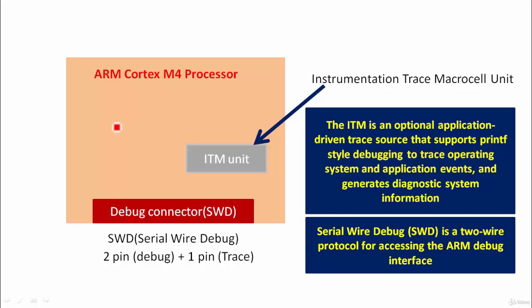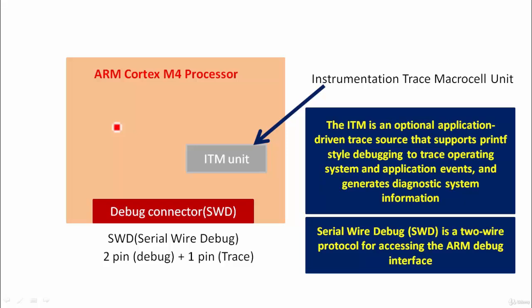Inside the ARM Cortex M4 processor, there is a unit or peripheral called the ITM unit. ITM stands for Instrumentation Trace Macrocell unit. This is inside the processor. The ITM is an optional application-driven trace source that supports printf-style debugging to trace operating system and application events. It can also be used to generate diagnostic system information. This unit is only available in ARM Cortex M3 or above processors, so it is not available in the ARM Cortex M0 processor.